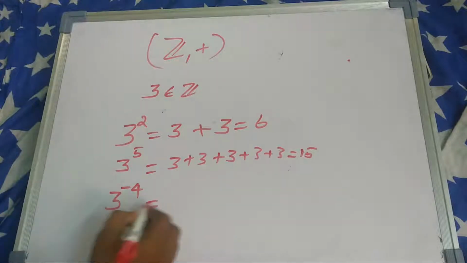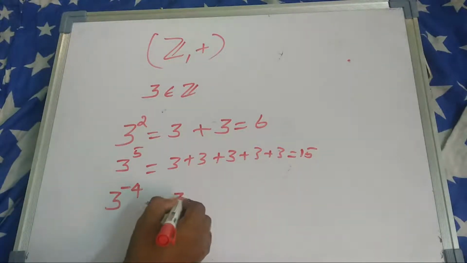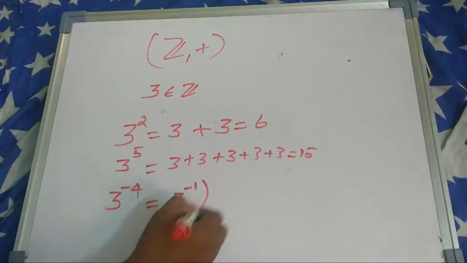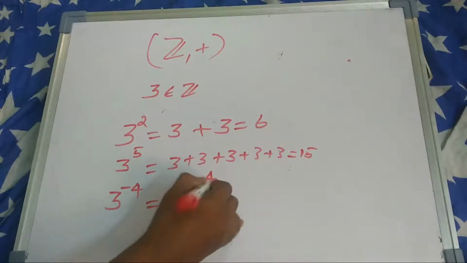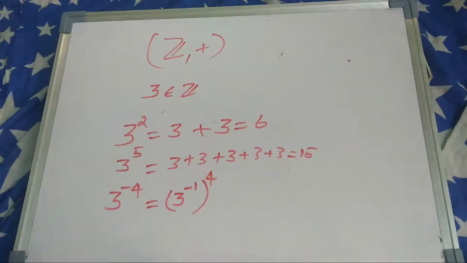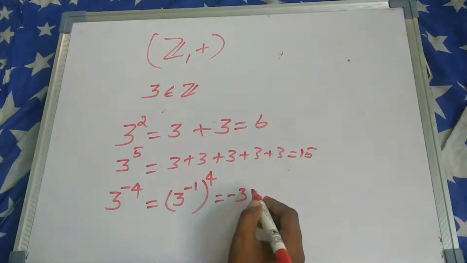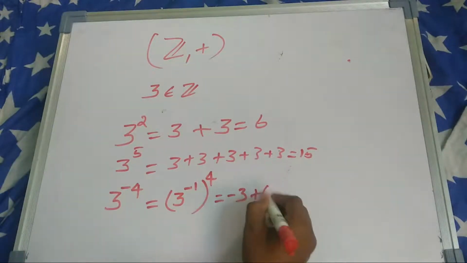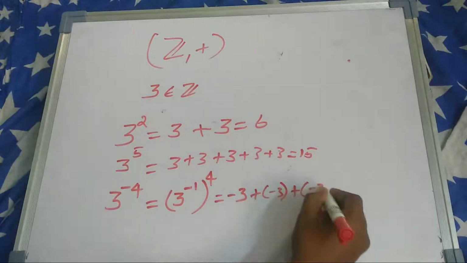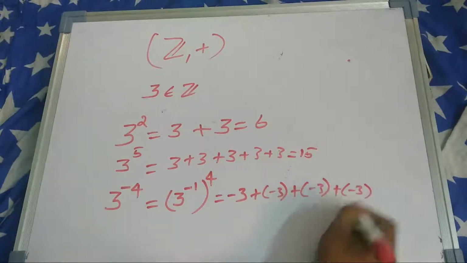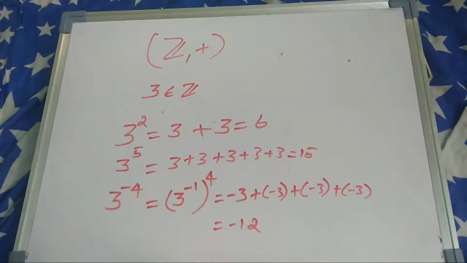So what we did was, it is nothing but 3 inverse the whole power 4. Now, what is 3 inverse? Inverse of 3 in Z is nothing but minus 3, and minus 3 operated 4 times with respect to the operation given here. So minus 3 plus minus 3 plus minus 3 plus minus 3, which is nothing but minus 12.